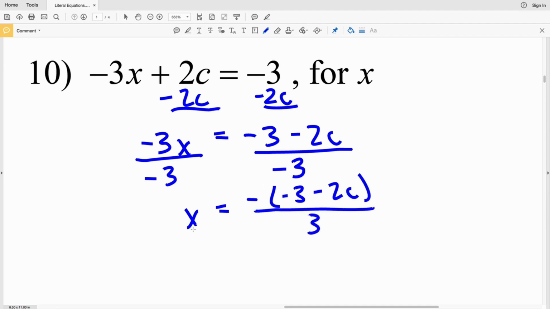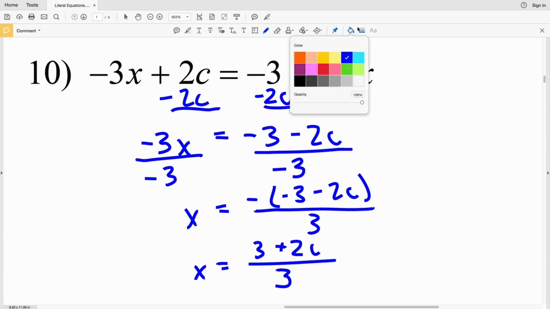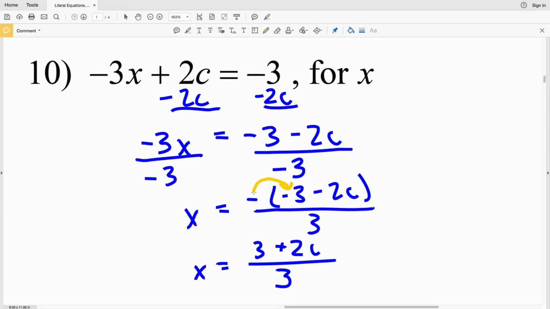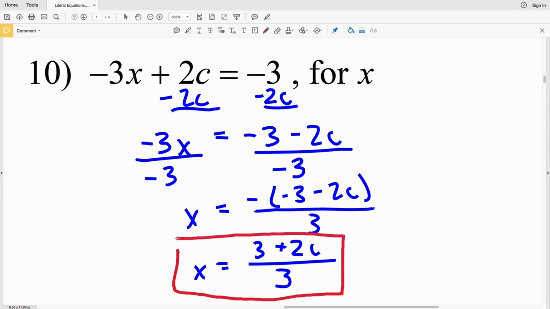distribute this negative, so we'll get x equal to a positive 3 plus 2c all over 3, since the opposite of negative 3 is 3 and the opposite of negative 2c is positive 2c. So x equals 3 plus 2c all over 3 is the solution for number 10.